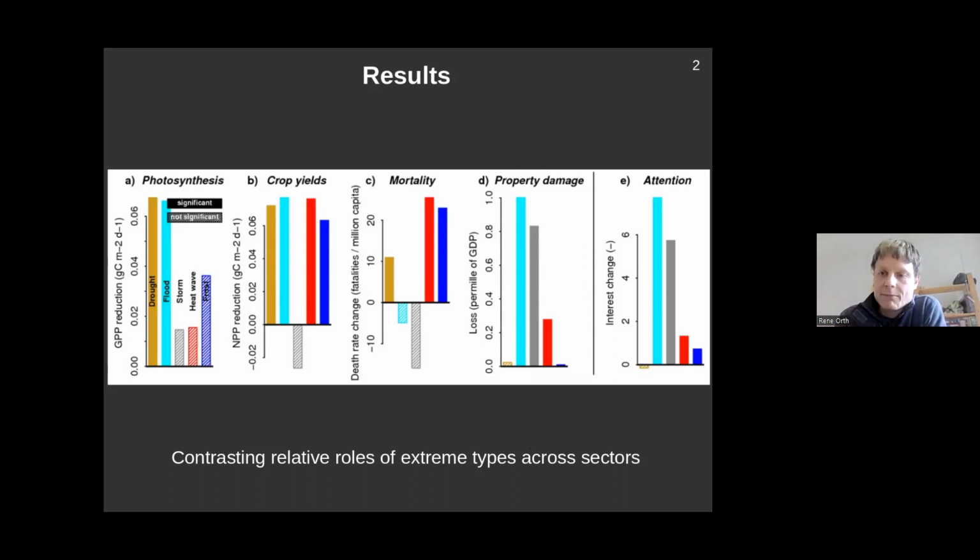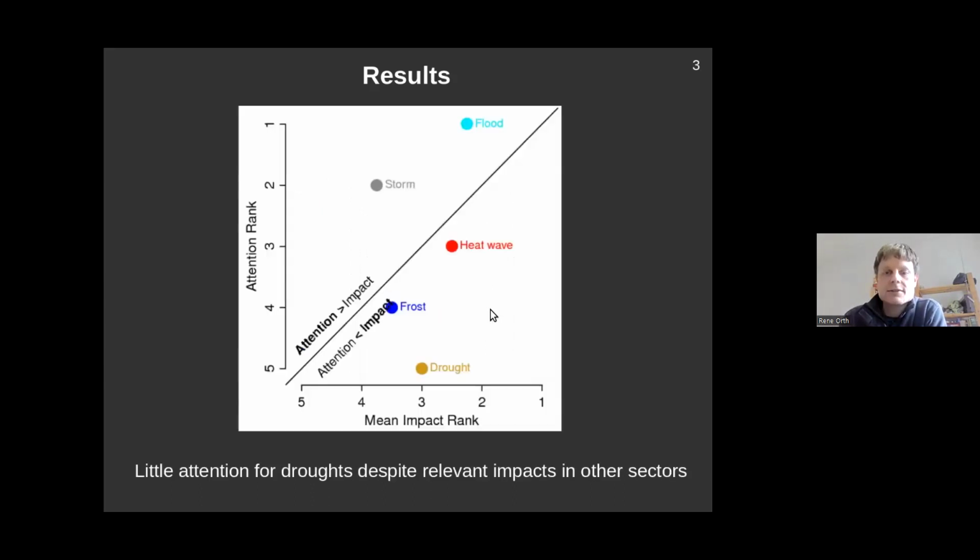Now, if we move one step further and isolate the attention response, and we compare the societal attention with the average impact of each event type across all the other 4 sectors, then that's what we find. We see that storms and floods receive more attention than would be expected from their mean impact across the other sectors. On the other end of the spectrum, drought receives surprisingly little attention given its significant impact across the other sectors.